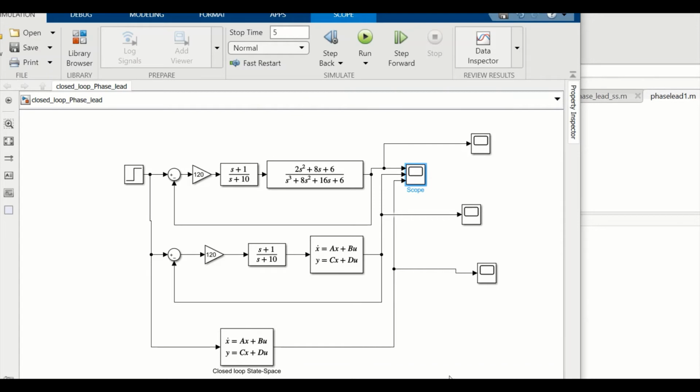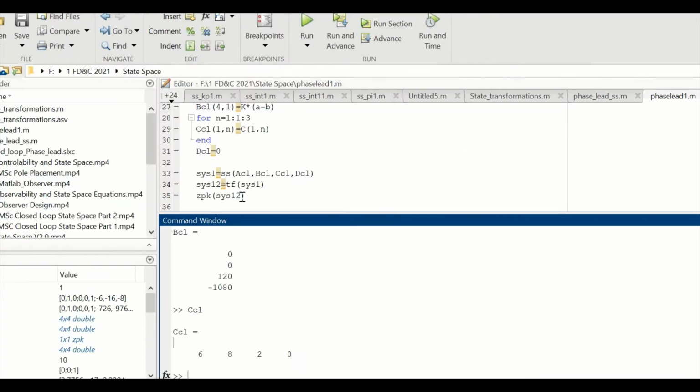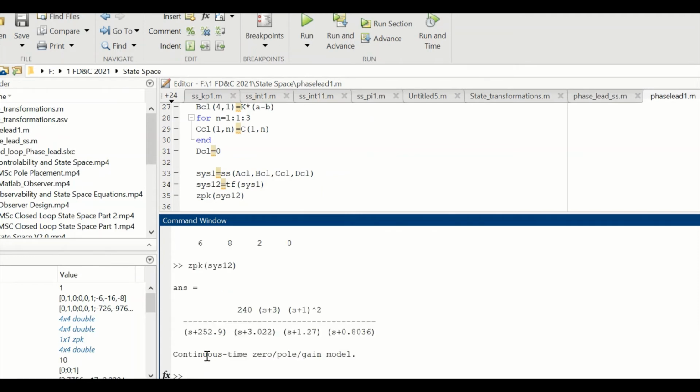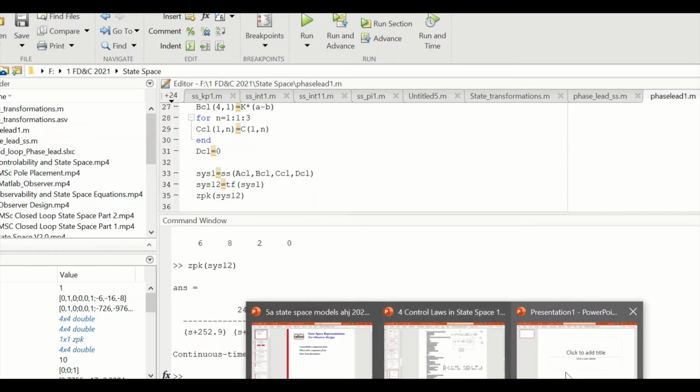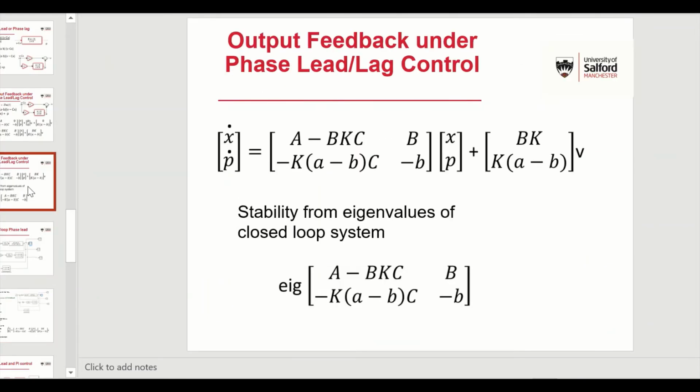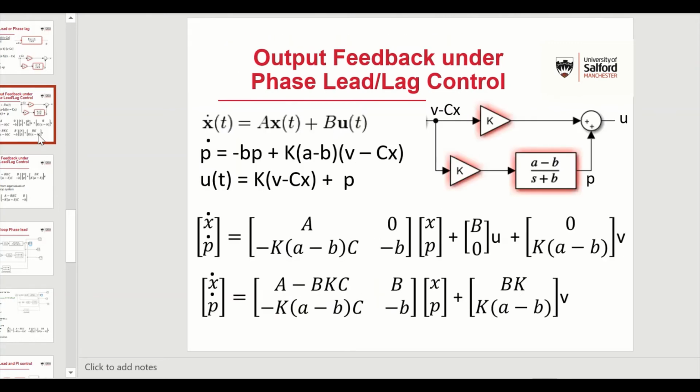So this is now given us, if we want to get back to the closed loop transfer function, if we look at sys12 here, this is forming the closed loop state space equations, and this will do it in zero-pole form. So if we just do ZPK sys12, then here is now the closed loop transfer function for that system, which we've just obtained. That's quite good. So that's an example now of doing phase lead control, and these are the underlying state space equations representing phase lead control. Also works for phase lag as well.